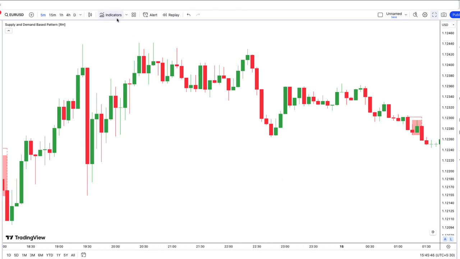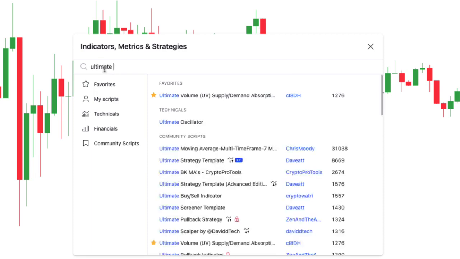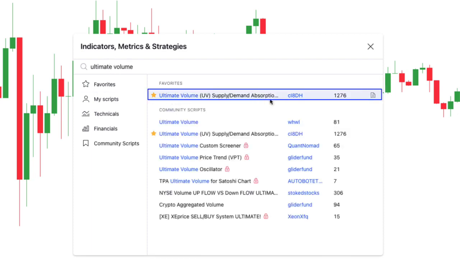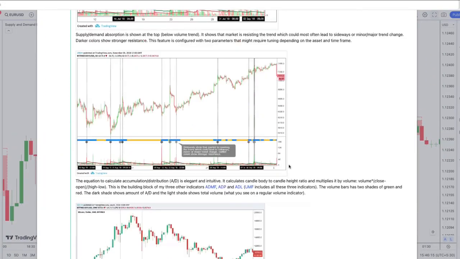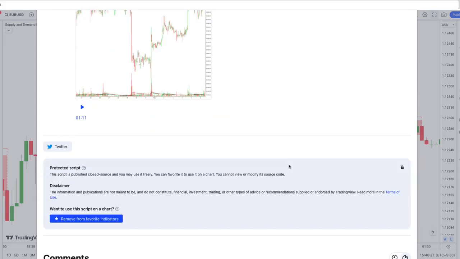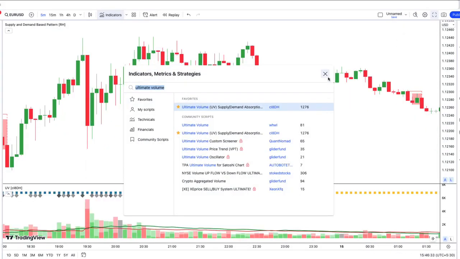Please go back to the Indicators search tab and key in Ultimate Volume Supply and Demand. This tool is a real power performer. It incisively gauges buy sell pressure, pinpoints volume trends and uncovers instances of supply-demand absorption.